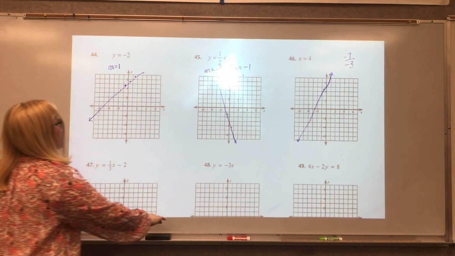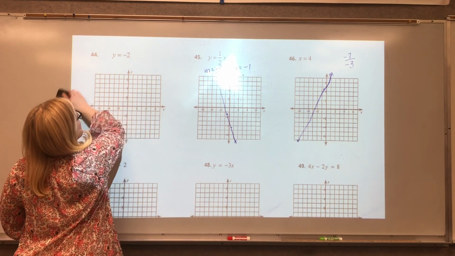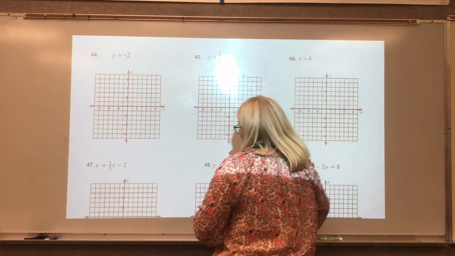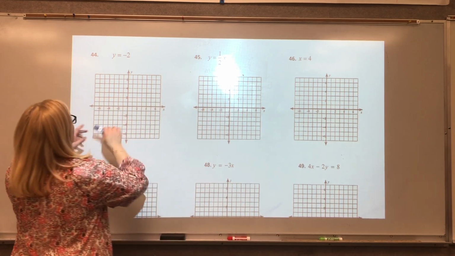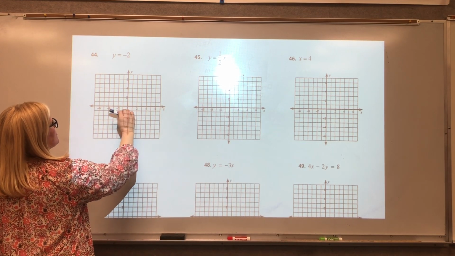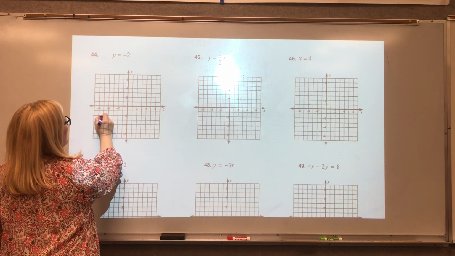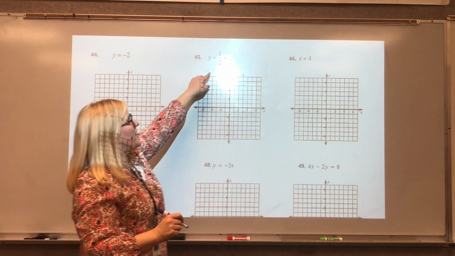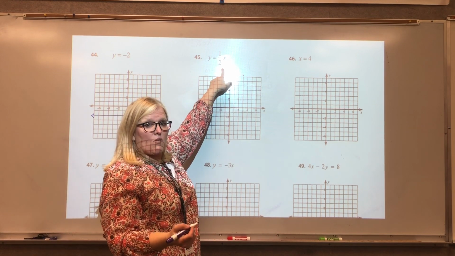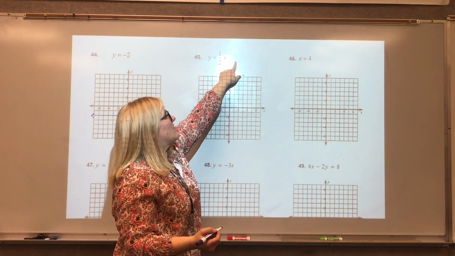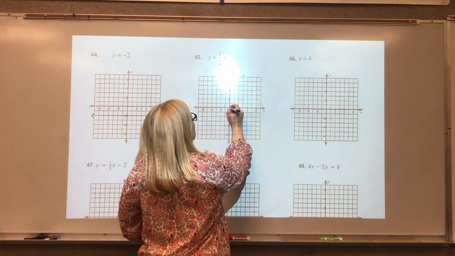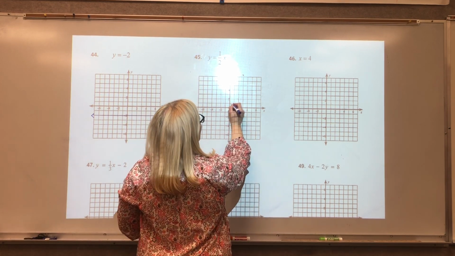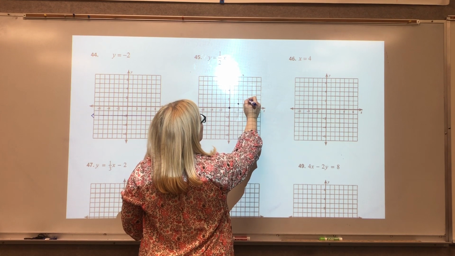Number 44, y equals negative 2. This is just a straight line, right? Here's my y-axis, here's negative 2. So it's just going to go across like that. Y equals 1/2 x. What's my y-intercept? There's nothing there, so it's 0. Then I'm going to go up 1 over 2.